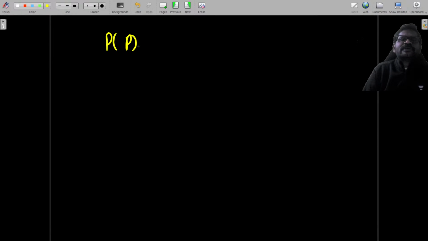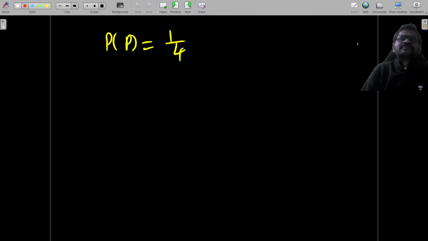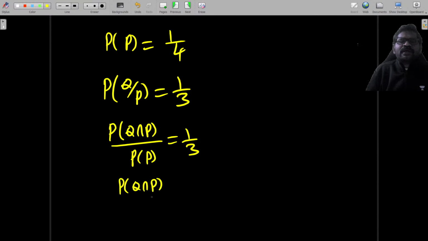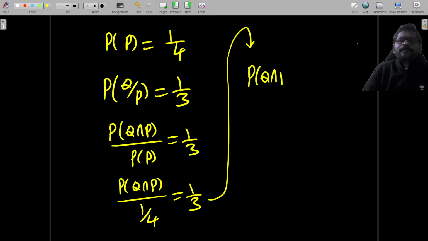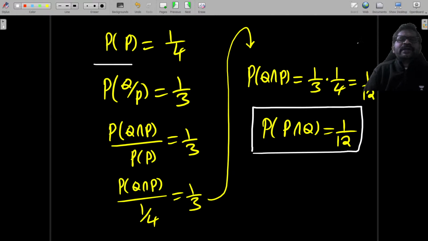Probability of P is 1 by 4. Probability of Q given P is 1 by 3. So probability of Q intersection P by probability of P is 1 by 3. Probability of Q intersection P by 1 by 4 equals 1 by 3. Probability of Q intersection P is 1 by 3 into 1 by 4, that is 1 by 12. Probability of P intersection Q is 1 by 12.